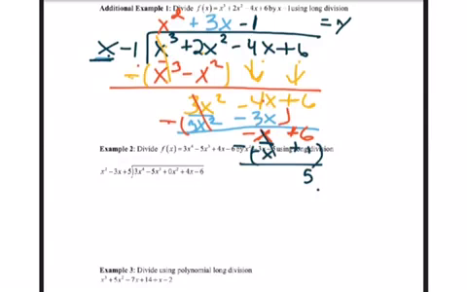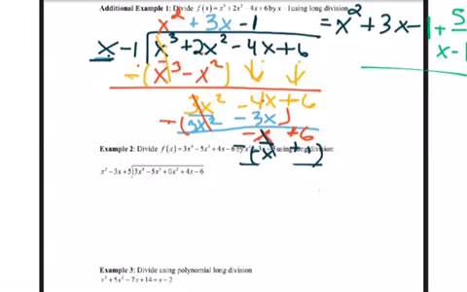So I get x squared plus 3x minus 1, plus 5 over x minus 1 as my solution. I'm just going to erase here a little bit so that we can see the next problem.